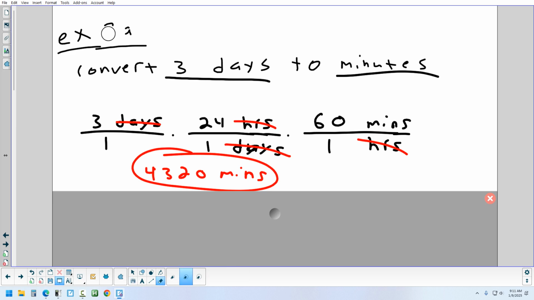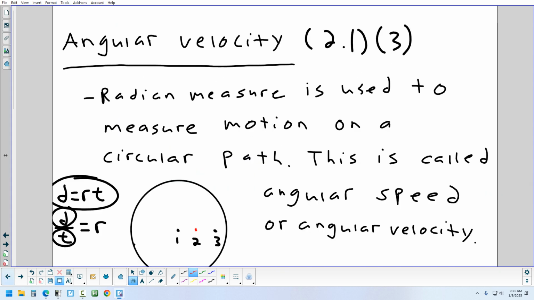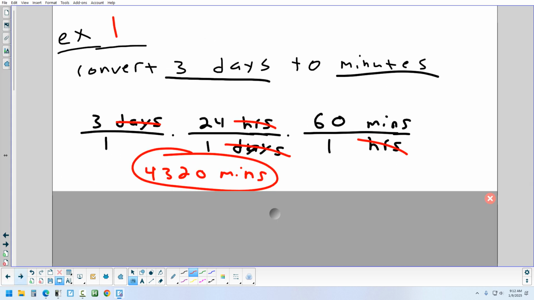Okay, and that's, again, from a different lesson, so it's actually example 1. I think that was our first one. Any questions on that?